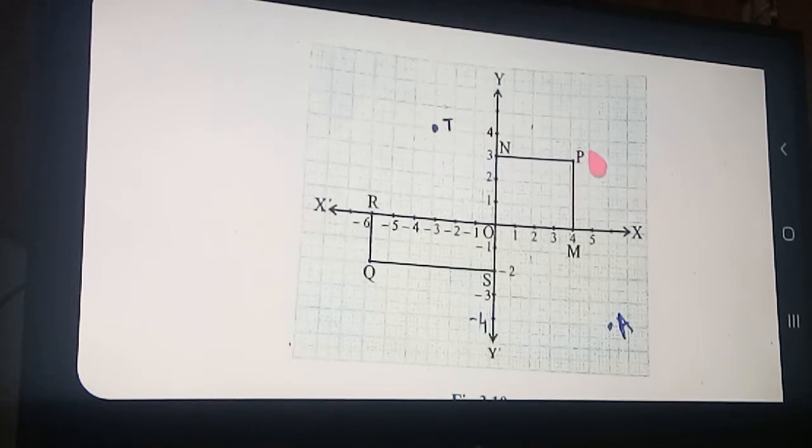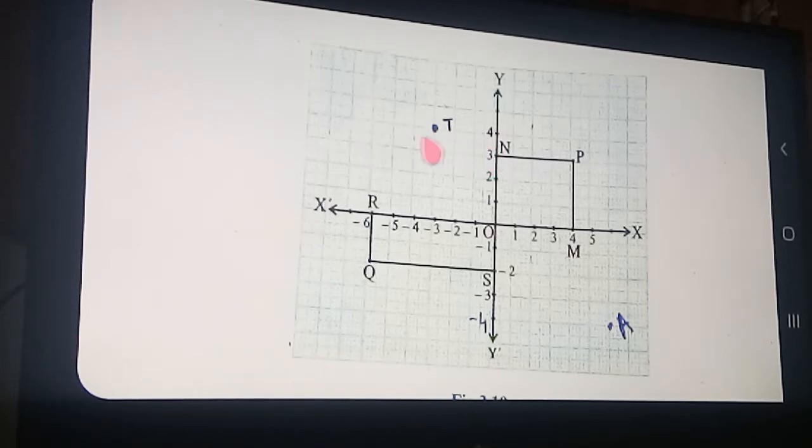Clear now? So this is the short meaning the teacher told. The x coordinate of a point is the perpendicular distance from the y-axis along its x direction. And similarly, the y coordinate is the perpendicular distance from the x-axis along its y direction. That's only the short meaning. Clear?